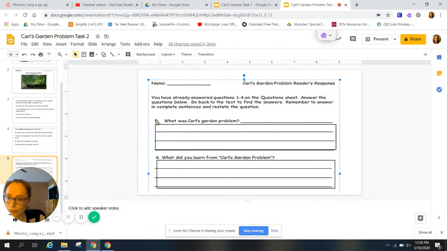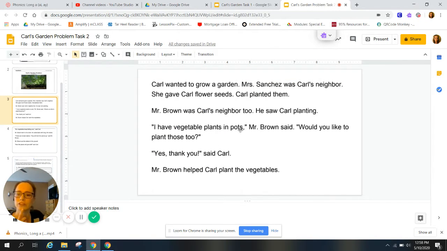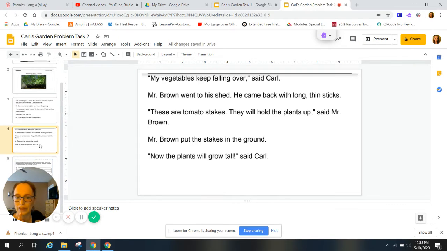So first, our number 5 says, what was Carl's garden problem? So let's get back in the story and figure out what his problem was. Now we know that he wanted to grow a garden and he was planting some flower seeds, some vegetable plants. And what ended up happening next? It says, my vegetables keep what? You guys are right. Carl's problem is that his vegetables keep falling over.